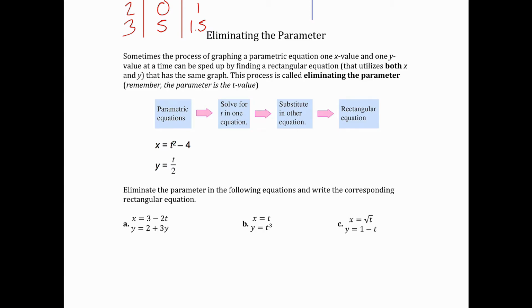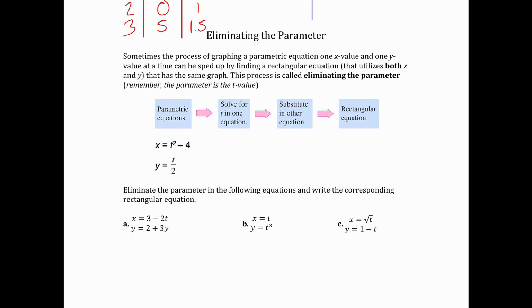Parametric equations are great and all, but sometimes it's still easier to just use a normal rectangular equation, one that just uses x and y without having to worry about t. So say, for example, we're given two equations in parametric form. We got x equals t squared minus 4 and y equals t divided by 2. To convert back to just a normal rectangular equation that we're used to, we're going to follow some steps here.